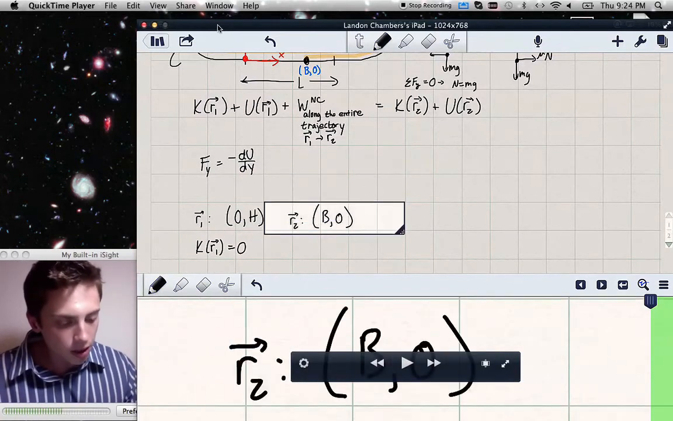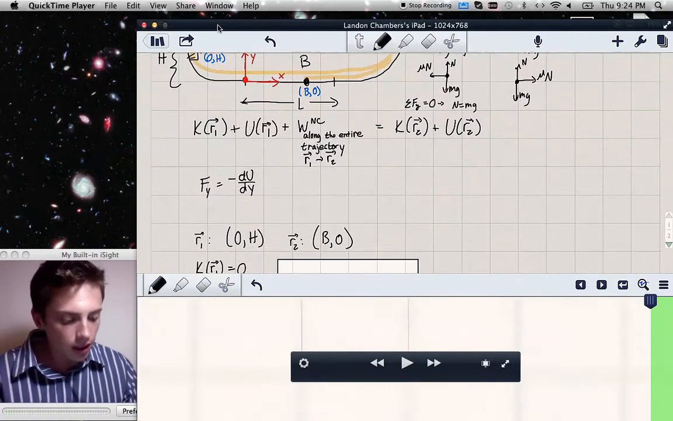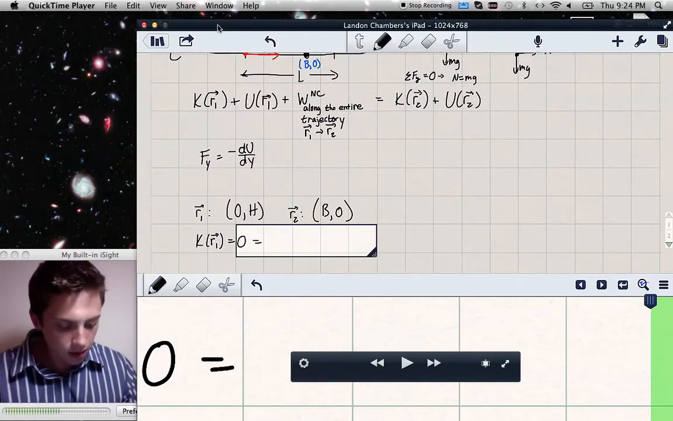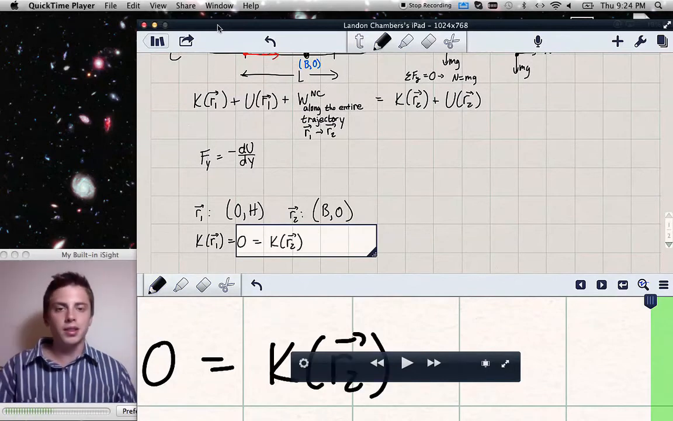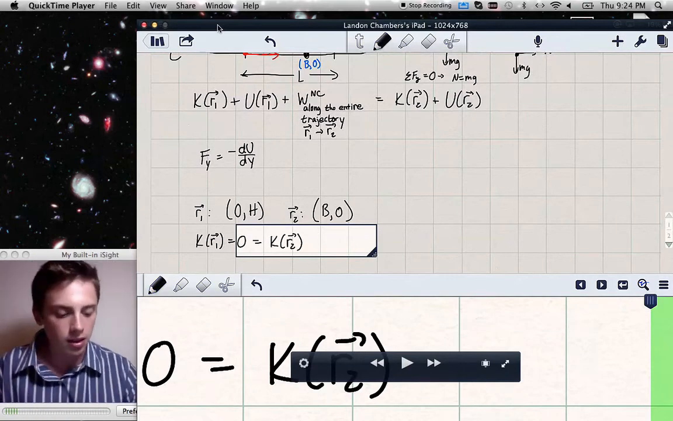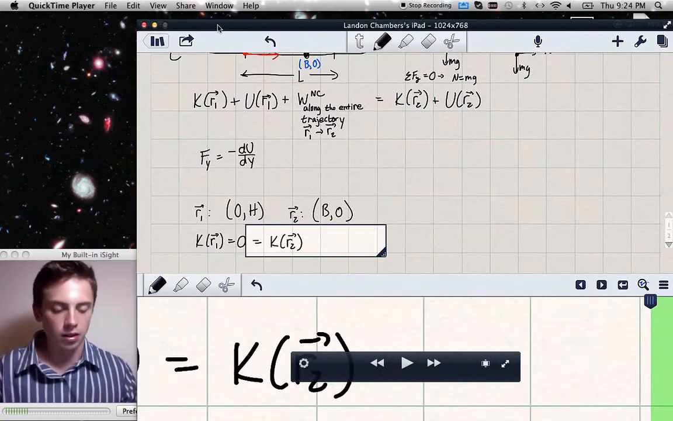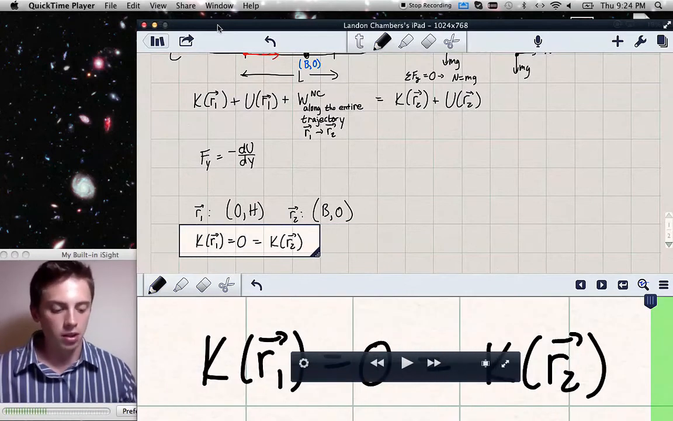Now, at B0, that's where it stops after traveling the total trajectory. The kinetic energy there is also going to be 0. So I'm just going to sort of cheat a little bit. Instead of writing K at R2 is 0, I'm just going to write 0 is also equal to K at R2. It's just a little cheat there. There's no significance to me writing it this way.